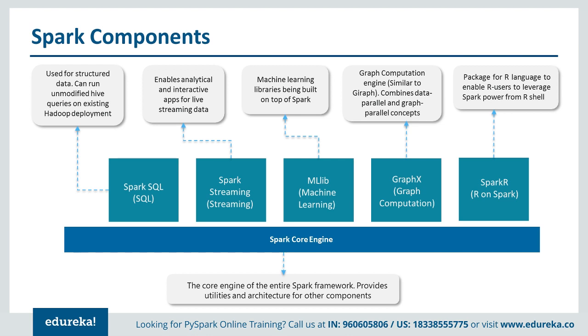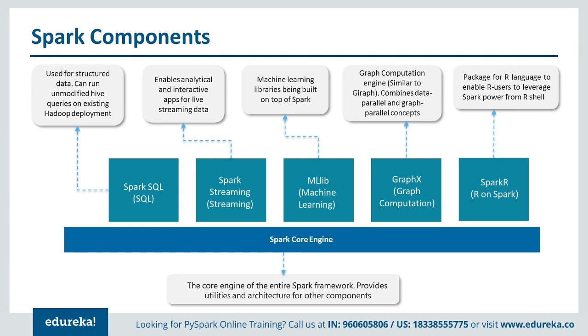We don't have to explicitly invoke them or say turn this on, turn that off. All that is made available by the Spark core engine, and all these components, Spark SQL, Streaming, MLlib, GraphX, SparkR, interface with the Spark core engine, leveraging all those features automatically. Spark SQL is used for structured data processing, and it can run unmodified Hive queries on an existing Hadoop deployment. Spark Streaming is used for real-time analytics and for building interactive apps for live streaming data.